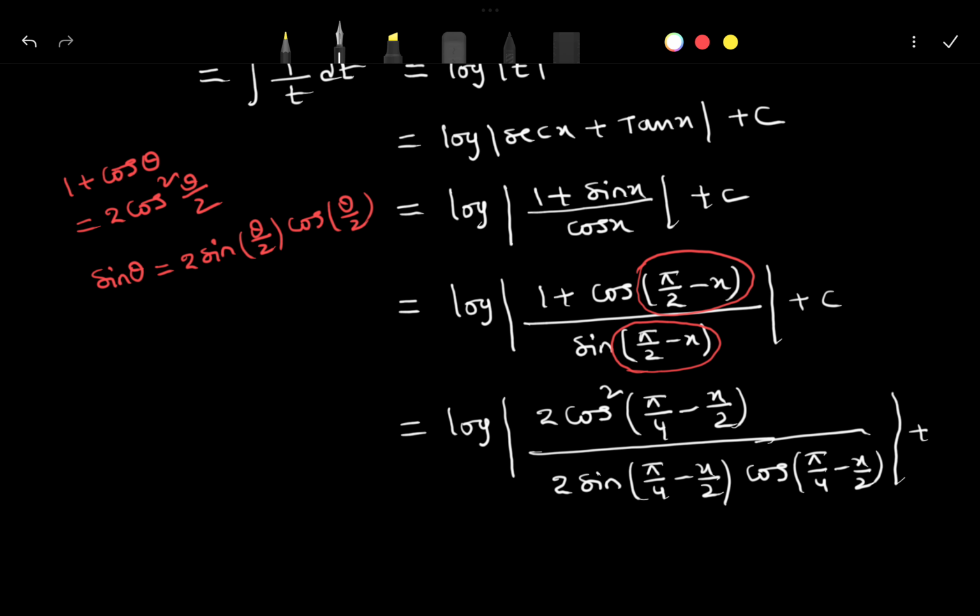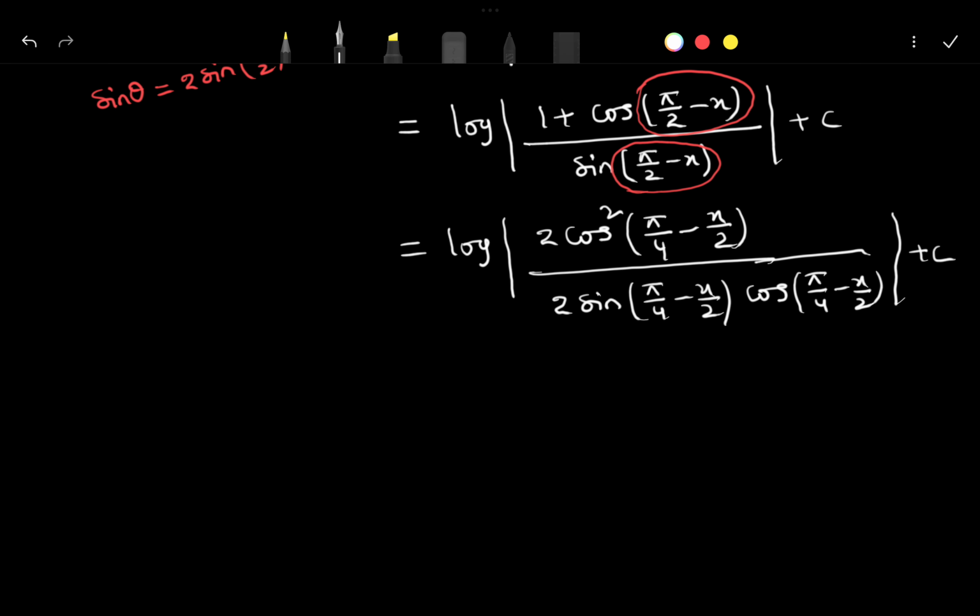So this one is that substitution. After that, by observing numerator and denominator, the common value 2 and 1 cos of pi by 4 minus x by 2 can be cancelled. Then what is the remaining value? That will be equal to log of cos of pi by 4 minus x by 2 by sin of pi by 4 minus x by 2. That value will be equal to cot of pi by 4 minus x by 2. So this value will be cot of pi by 4 minus x by 2 plus c.